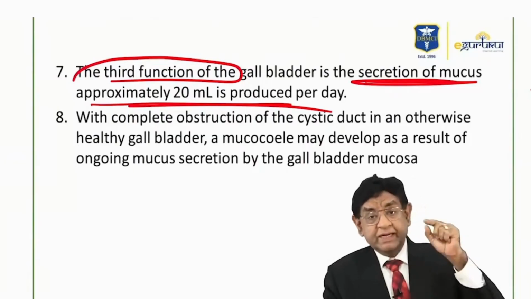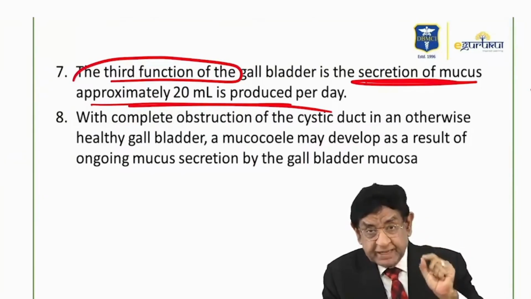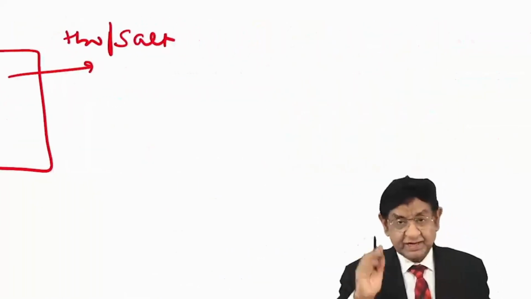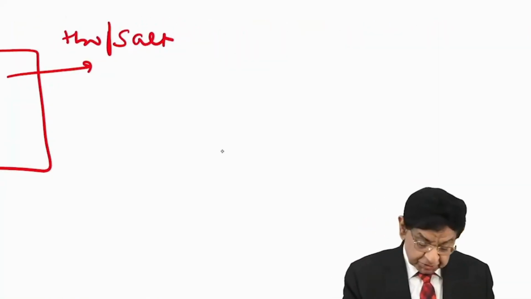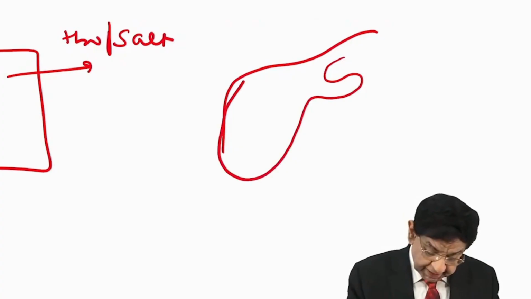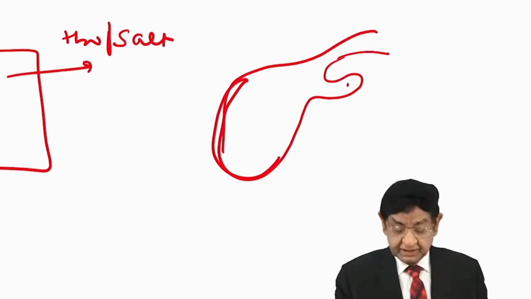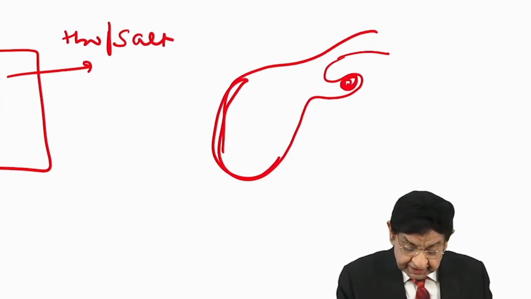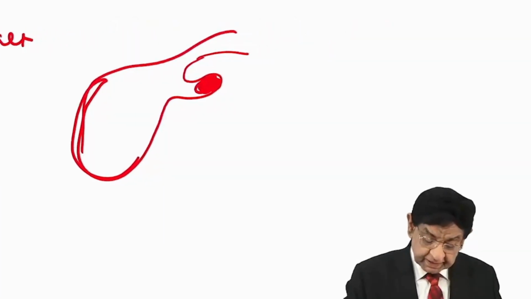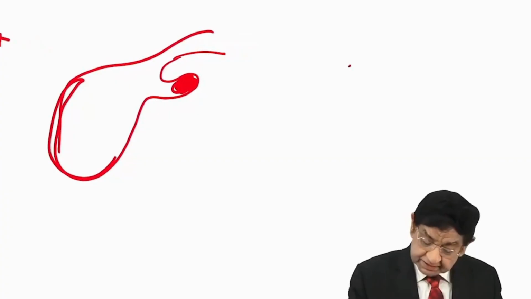So now come the applied aspects. What is the applied aspect of this? Again, we read about the Hartmann pouch. This was the gallbladder, Hartmann pouch, cystic duct. A stone is very easily made here. When the stone is made, it is going to compress the common bile duct, or rather the cystic duct.